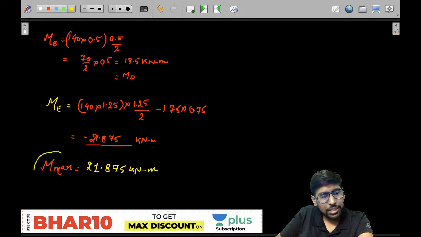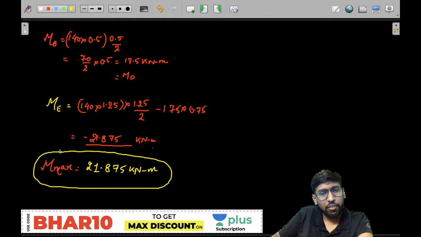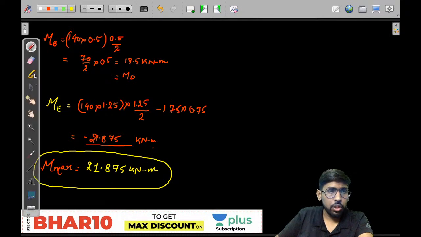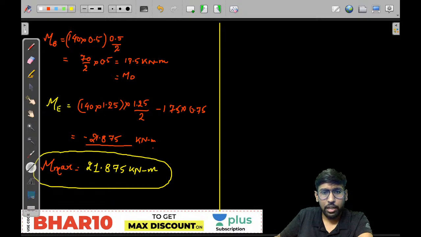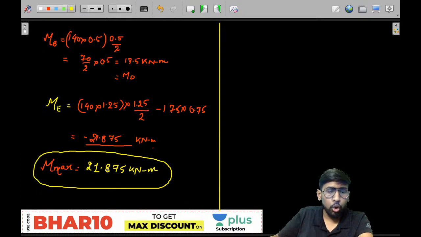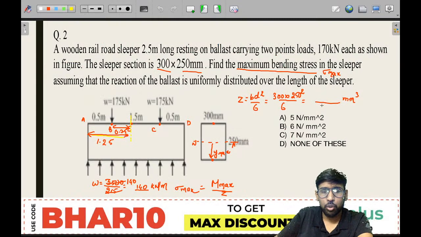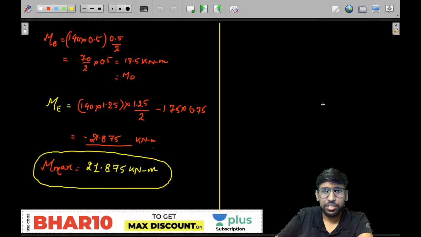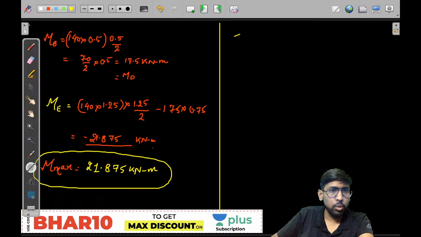So the maximum bending moment you have found as 21.875 kilonewton meter. Now, you know M max, you know Z. You need to just find the sigma max now.